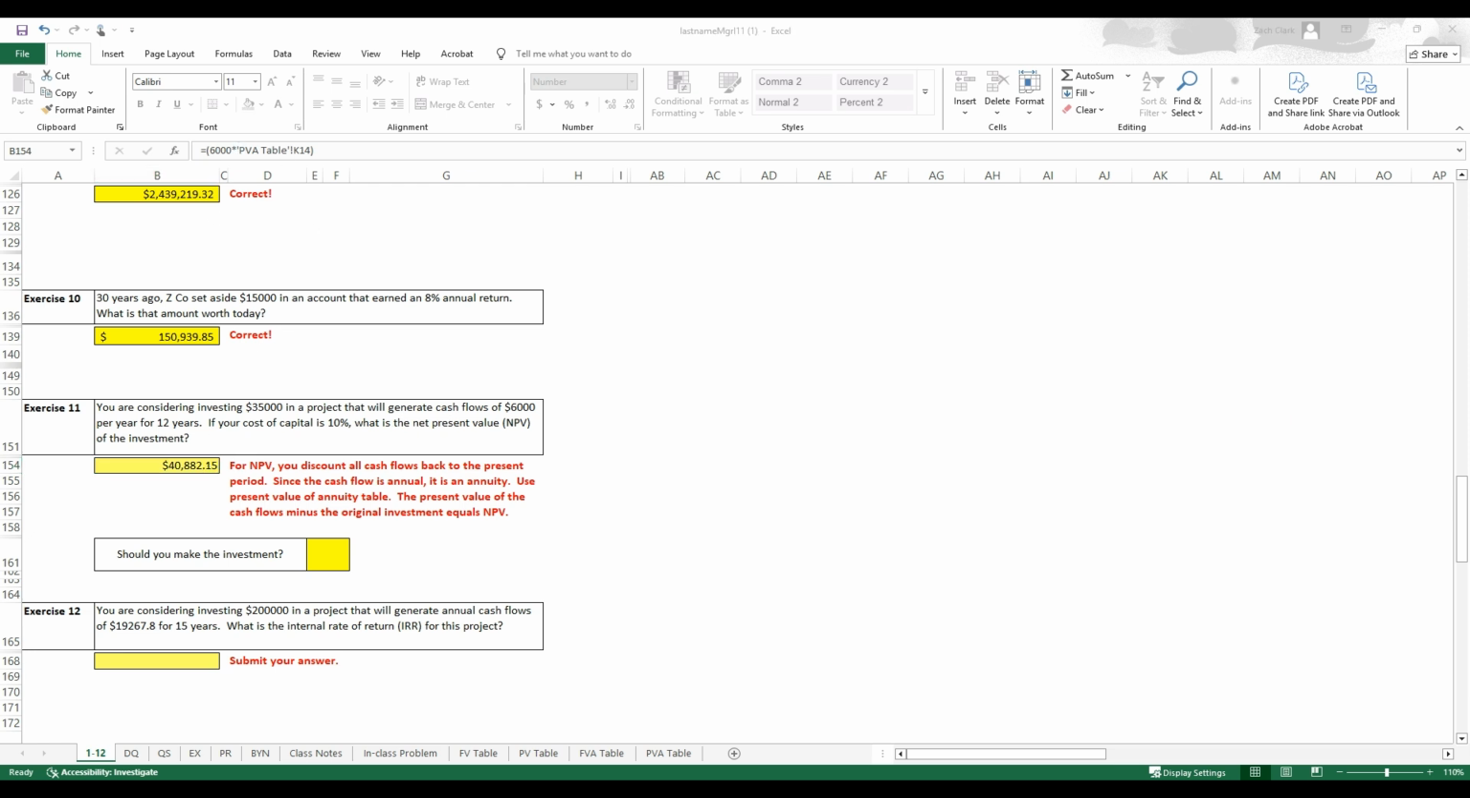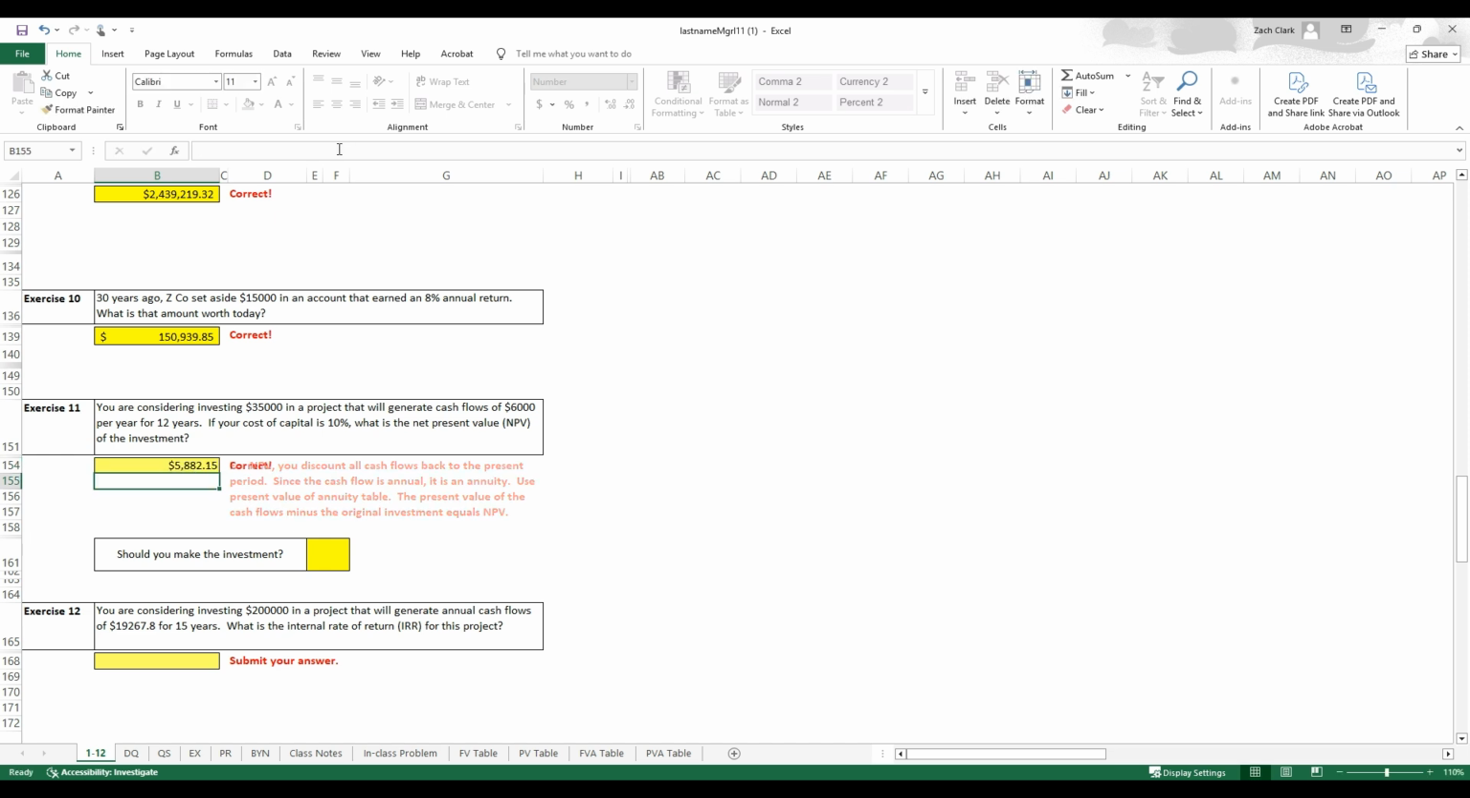So what we're saying is all of those future cash flows, which 6 times 12 would be 72,000, right? The actual cash over that 12-year period would eventually be just 6,000 times 12, which is 72,000. But the fact that a dollar today is worth more than a dollar in the future, that's what we're doing, discounting those future cash flows to say that today what all those future cash flows are worth is 40,882.15.